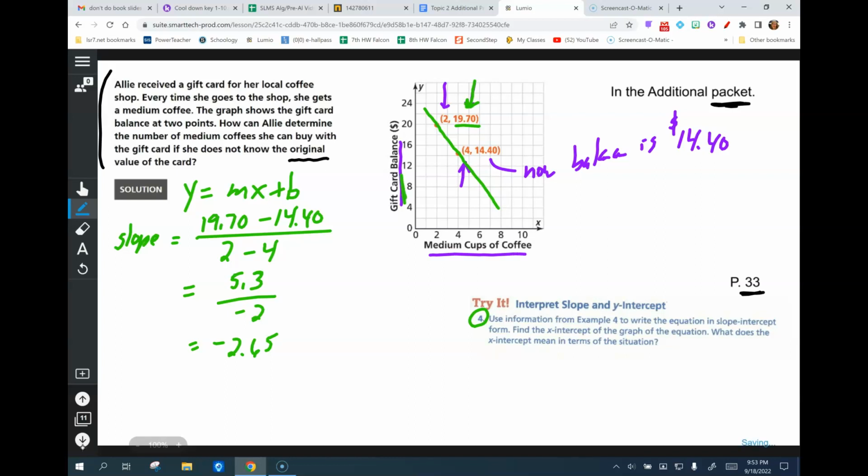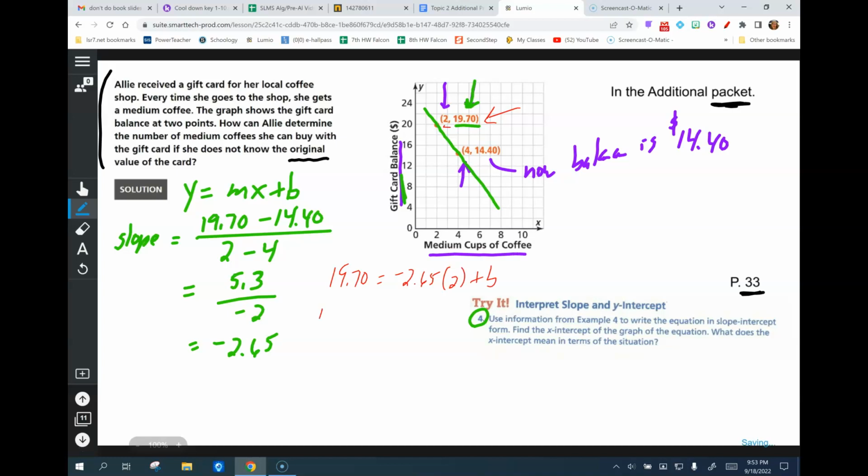Okay, we have the slope. What do we have to find now? That's right, we have to find the y-intercept. How do we do it? We plug 2 points in along with our slope. So here we go. Let's plug in this information. Oh, which point are we picking? I don't know. I'm going to pick the top one just because I couldn't decide. So y is 19.70 is equal to my slope, $2.65, and that's a negative, which makes sense because it's going down, times my x value, which is 2, plus b.